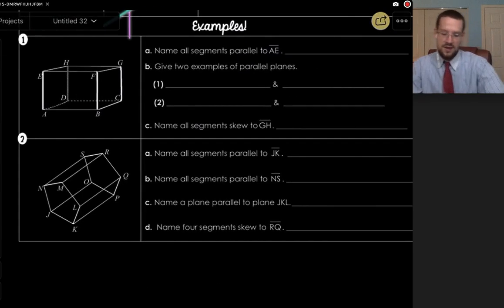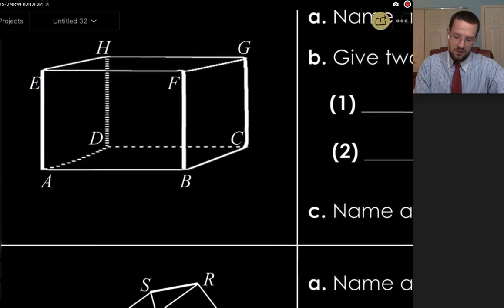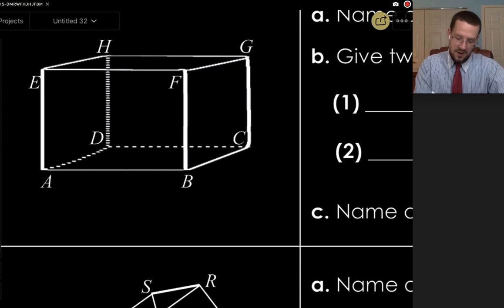All right, so let's look at just some examples. What we want to find is all segments parallel to AE. So I'm just going to zoom in here, and I'm going to find AE.